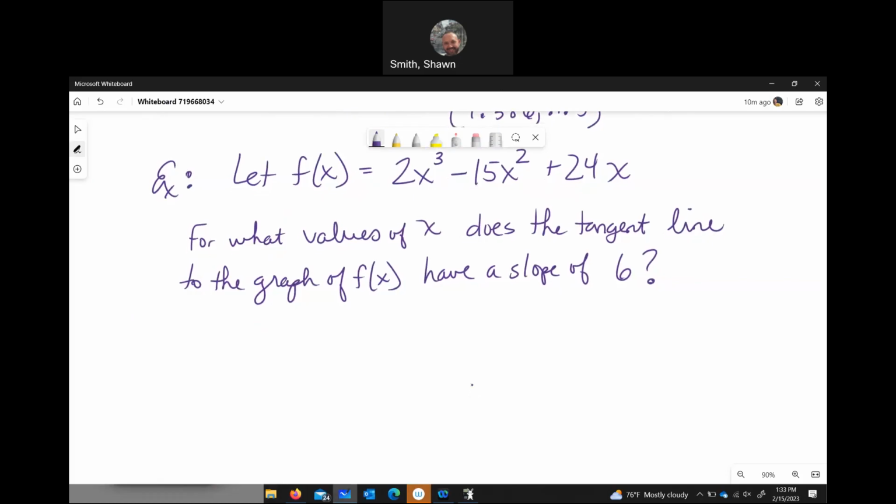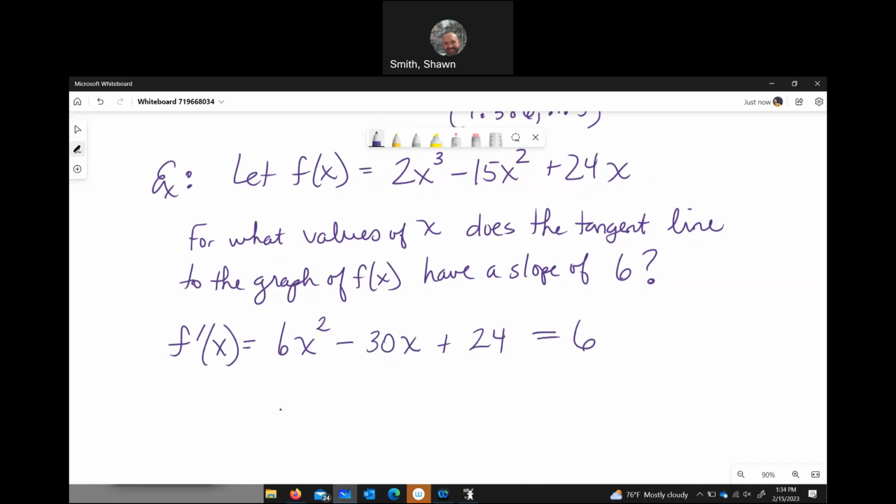All right, so first thing, find the derivative. Power rule for each term, right? So it's 3 times the 2 makes 6. Keep the variable x, reduce the exponent to 2. Next, 2 times the negative 15 is negative 30 x, reduce the exponent to 1. And then plus the 24, right? So that's your derivative. Slope of the tangent line is equal to 6. So this is equal to 6, right?